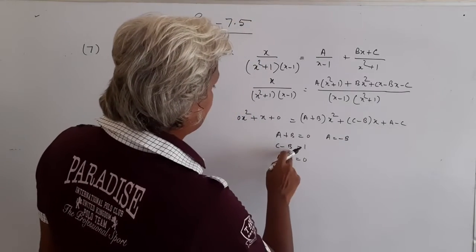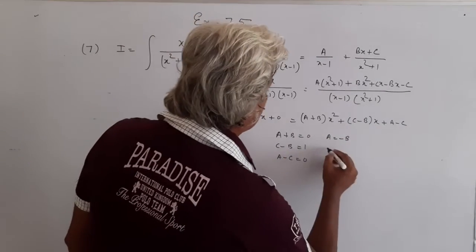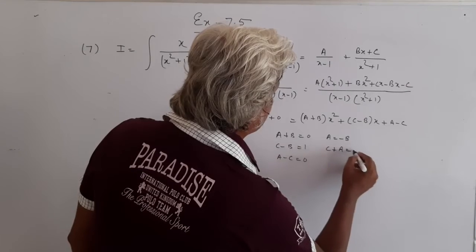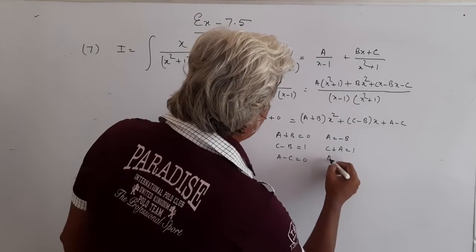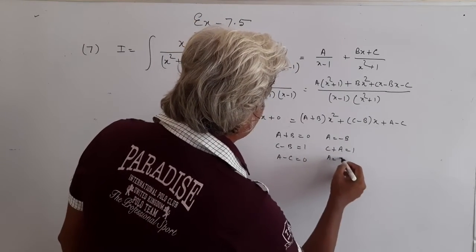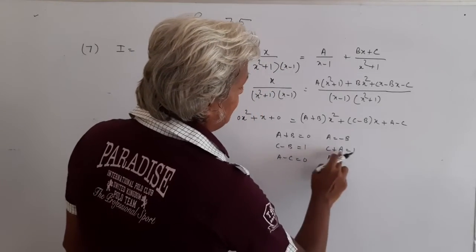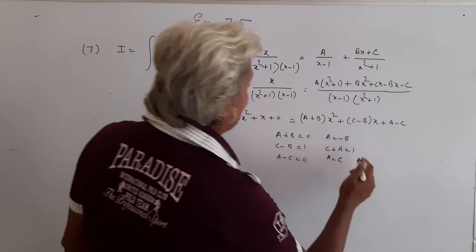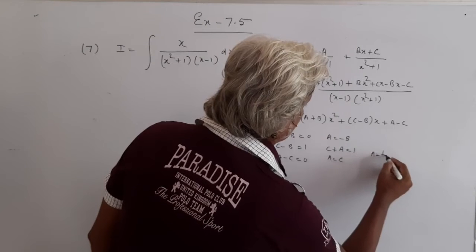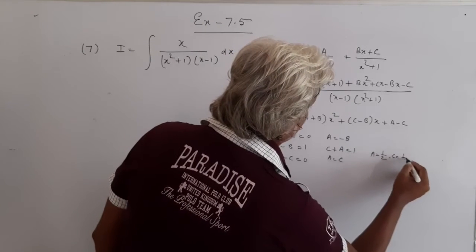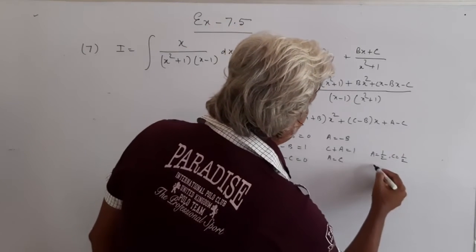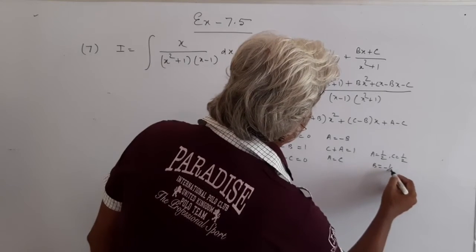So a equal to minus b. At the place of minus b, if you write a, this becomes c plus a is 1, and then you have a minus c is 0, meaning a is c. If a is c and a plus c is 1, that means 2a is 1, so a equal to half, c equal to half, and a is minus b, so b is also minus half.